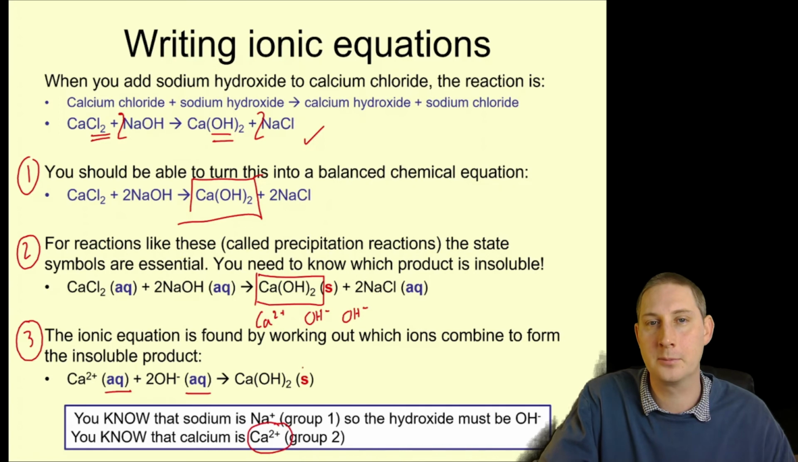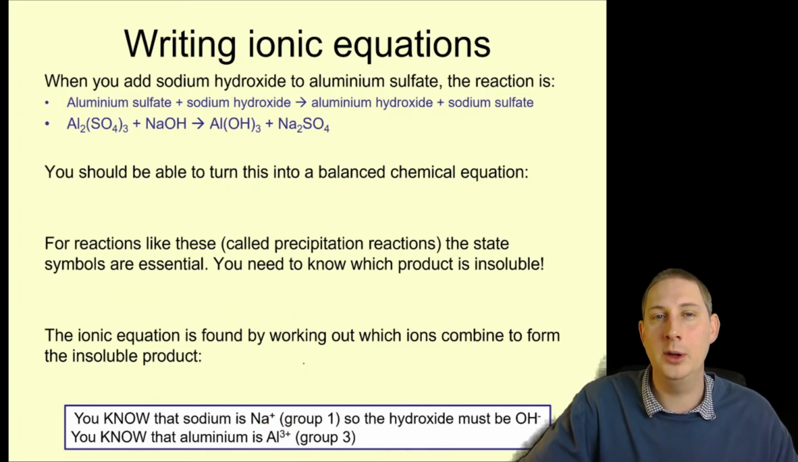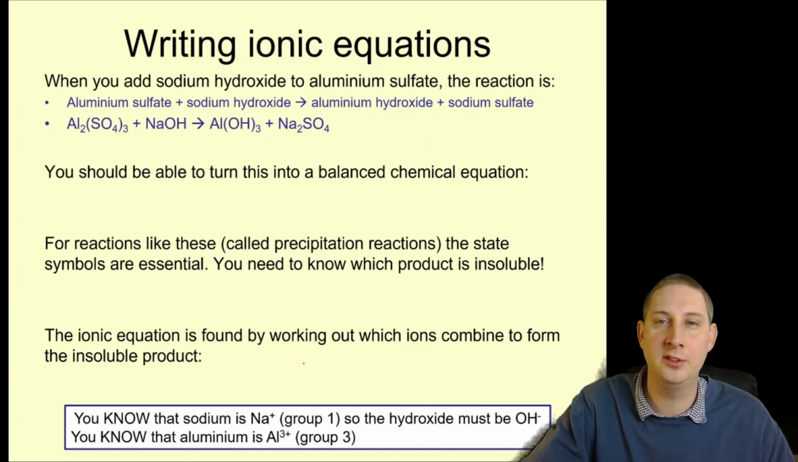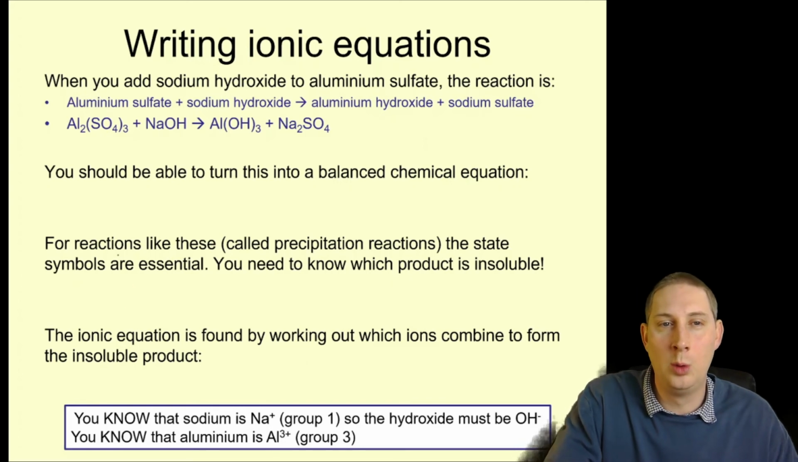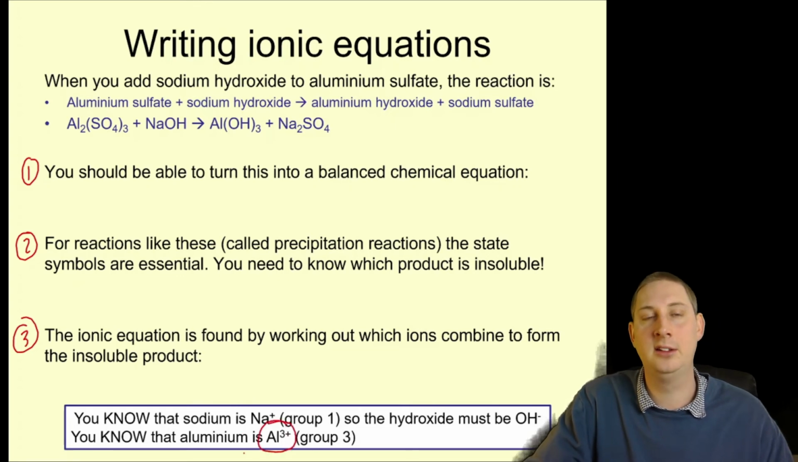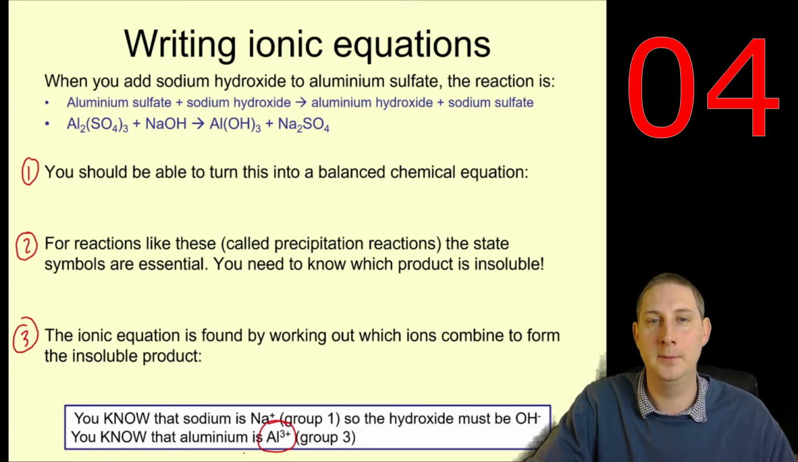Okay. The final example, and this is the hardest: when you add sodium hydroxide to aluminium sulfate, back to sulfates, aluminium sulfate is soluble, the reaction is as follows. 1, can you balance it? 2, what's the insoluble product? 3, what's the ionic equation? I've reminded you down here that aluminium is 3+ because it is a group 3 metal. Pause the video, have a go.